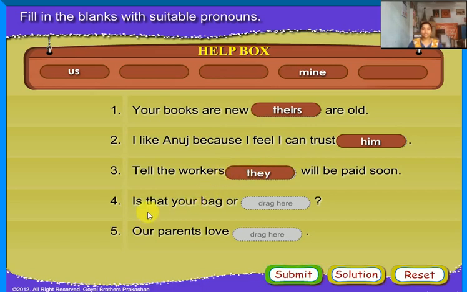Is that your bag or dash? Mine. Our parents love dash. Us.